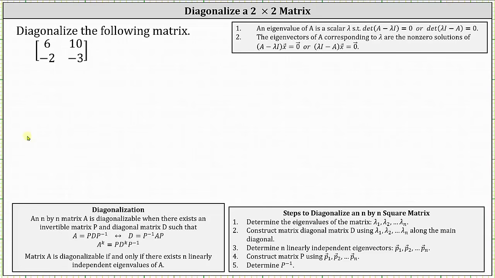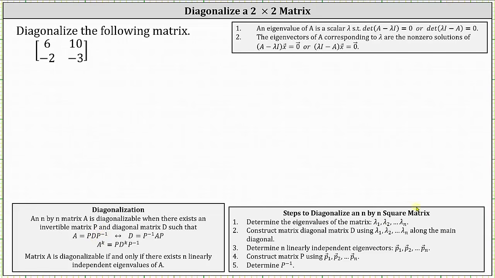We are asked to diagonalize the following 2 by 2 matrix. An n by n matrix A is diagonalizable when there exists an invertible matrix P and diagonal matrix D such that matrix A is equal to matrix P times matrix D times the inverse of matrix P.